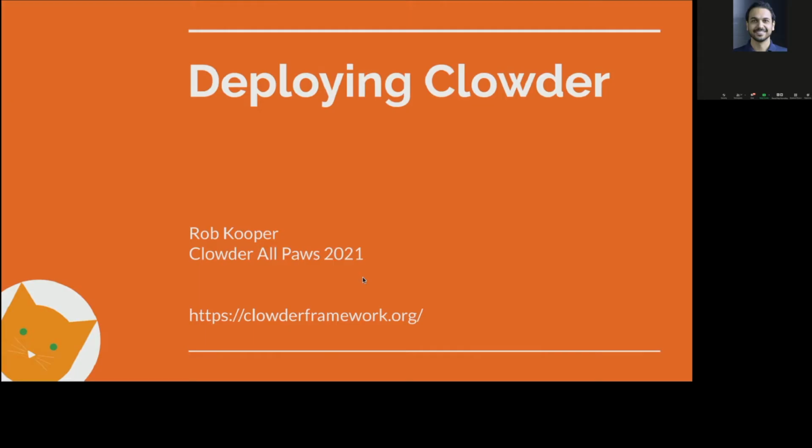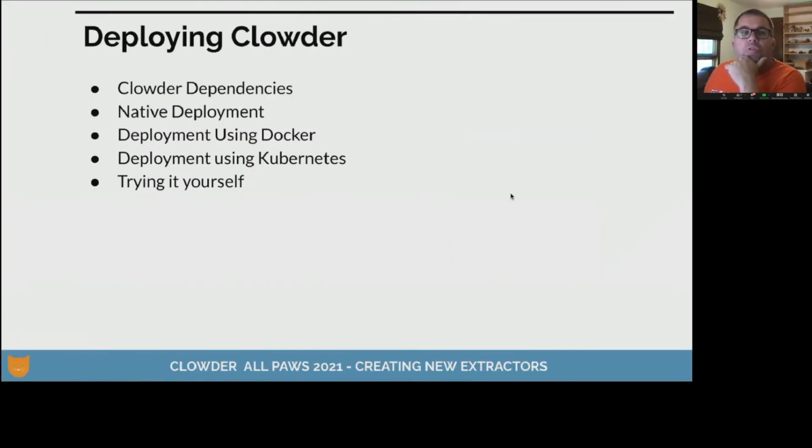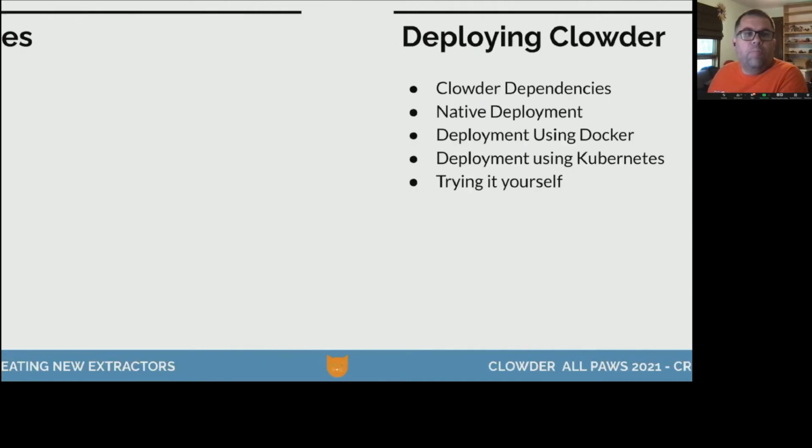Thank you. I'm Rob Kooper, and I'm going to be talking to you about deploying Clowder. I'll start with some of the dependencies that people have talked about, how we have deployed Clowder in the past and still do in some other locations, moving towards Docker and Kubernetes. Then I think the most important thing at the end is the ability for you to try things yourself, and hopefully make it easier for you to test things without getting too much in the weeds.